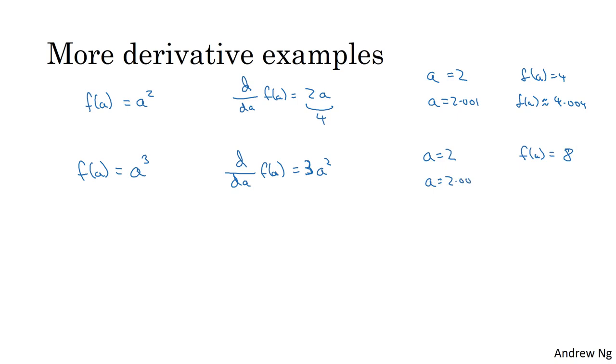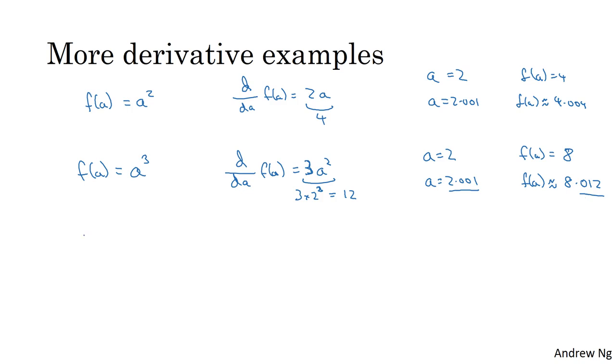So if we give a tiny little nudge, you find that f(a) is about 8.012. And feel free to check this. Take 2.001 to the power of 3, you find that it's very close to 8.012. And indeed, when a is equal to 2, that's 3 times 2 squared. That's equal to 3 times 4, which is equal to 12. So the derivative formula predicts that if you nudge a to the right by a tiny little bit, f(a) should go up 12 times as much. And indeed, this is true. When a went up by 0.001, f(a) went up 12 times as much, by 0.012.